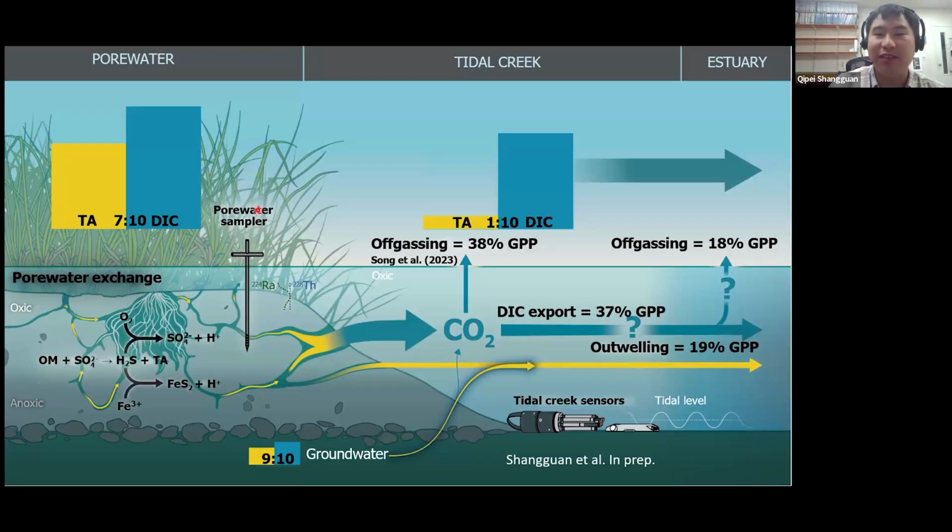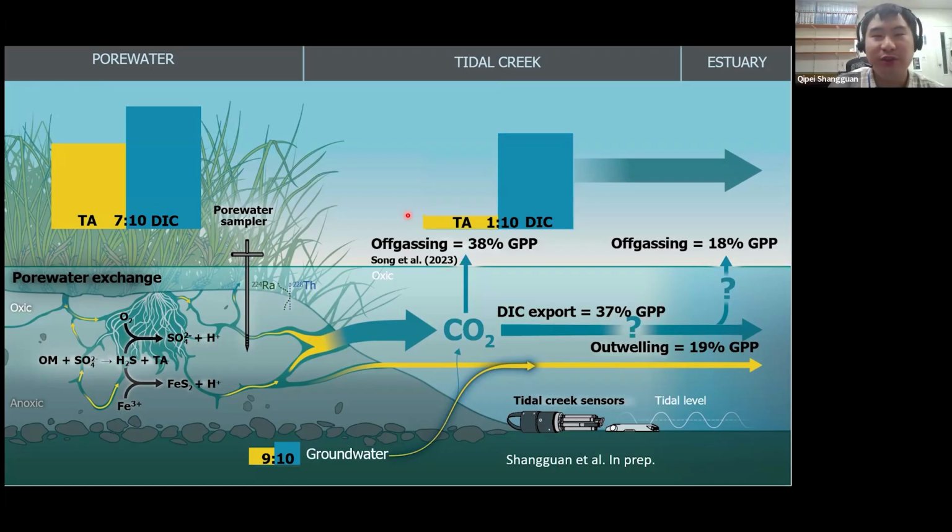To summarize what we have today: firstly, we determine the DIC and alkalinity export from pore waters and the tidal creek, and then compare them. The big finding is that the alkalinity export is very different. So if we want to report alkalinity or DIC fluxes, it's very important to specify where these measurements are taken.